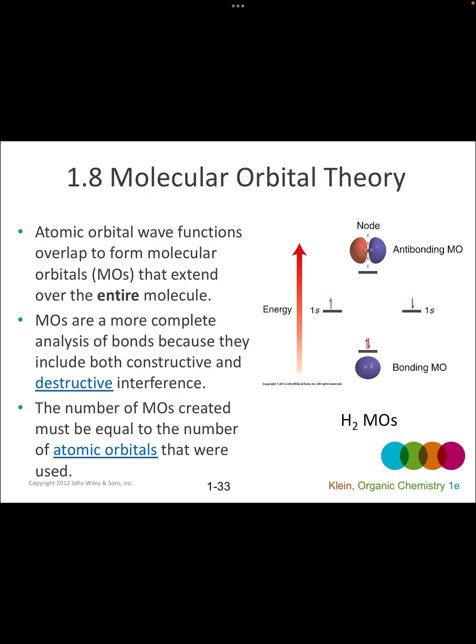A molecular orbital is an orbital that extends over the entire molecule, not just localized between two atoms. If you have a bonding molecular orbital, the electrons can exist anywhere in that orbital, whereas in an anti-bonding molecular orbital, electrons might exist in those two lobes, but not in the node in the middle, which means the electrons would not be bonding because they're not hanging out between the two nuclei.